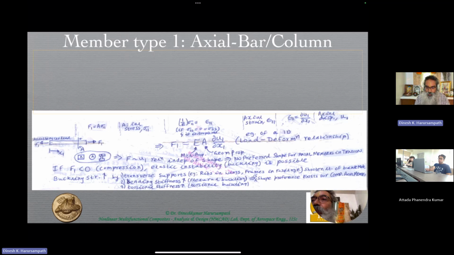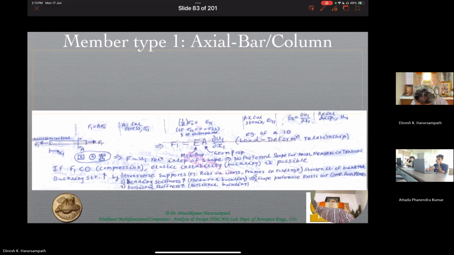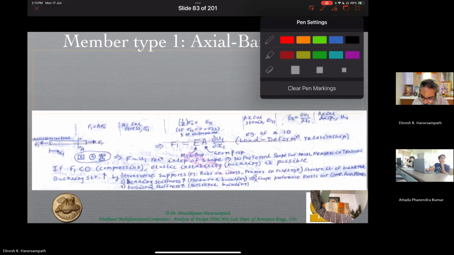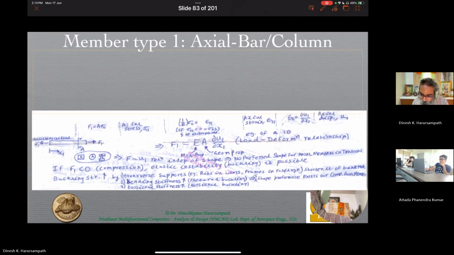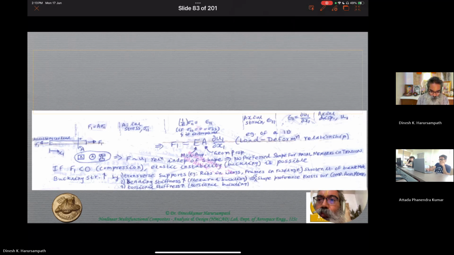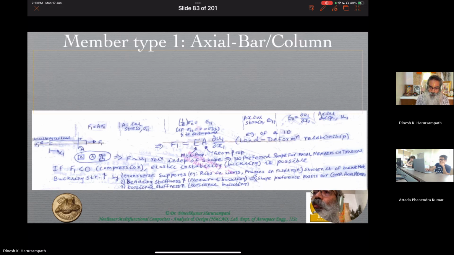Let me just summarize what we did earlier today. Okay, so this is the member that we already discussed. So I'll call that the first example, or type 1.